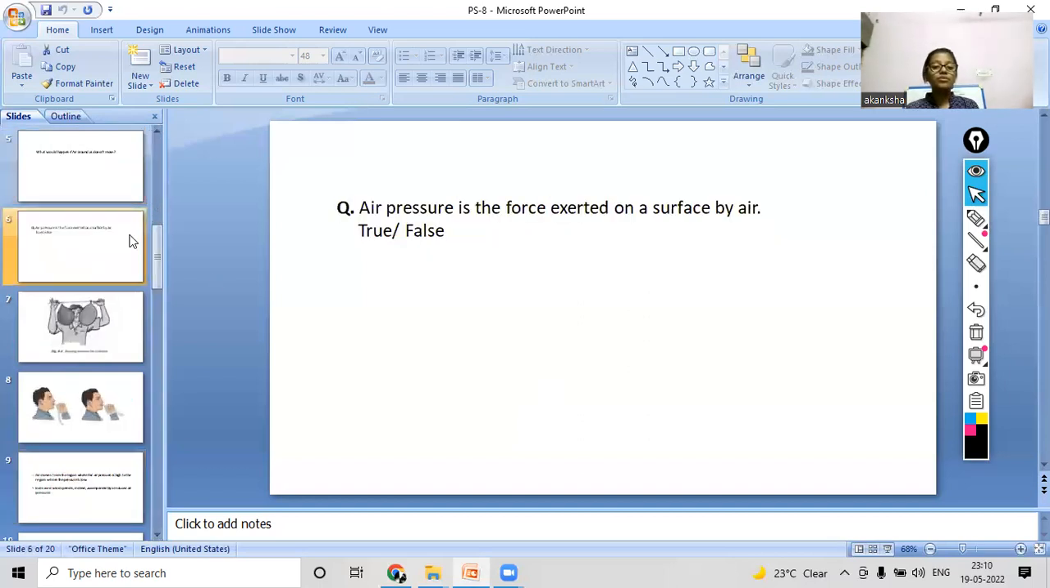Now we will move forward. There is a question: air pressure is the force exerted on the surface by air. Is it true or is it false? I will give you 5 seconds to write your answers in the chat box, and then we will discuss the right answer. I'm still waiting for your answers. Yes, most of you answered it correctly. It is true. I think you are now clear with the concept, right? Now we will move on ahead and see a small activity about air. It is related to air, right?